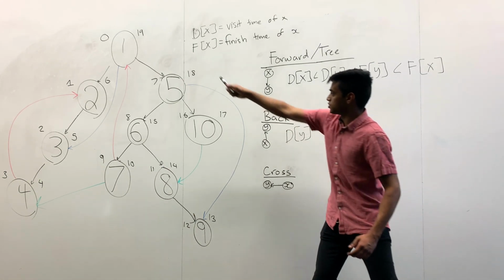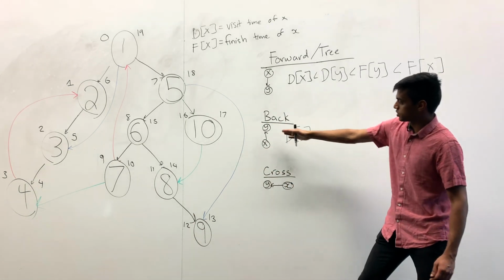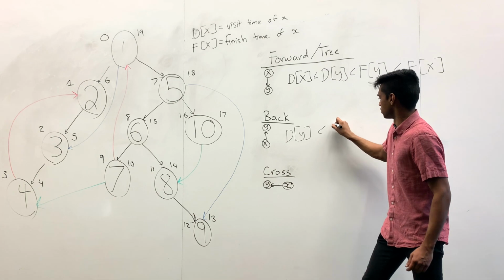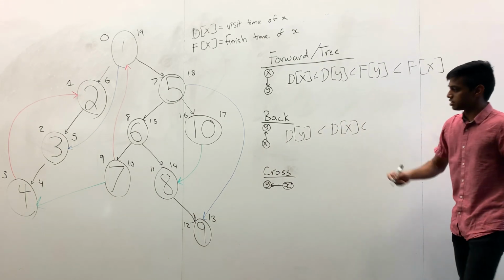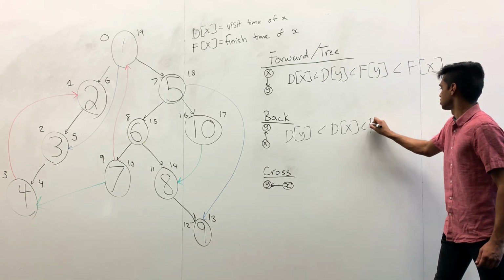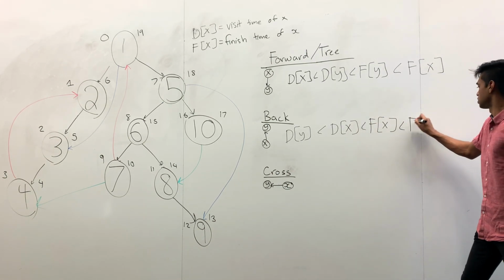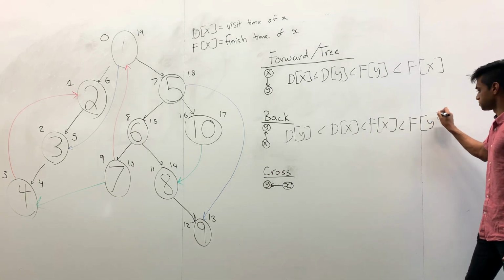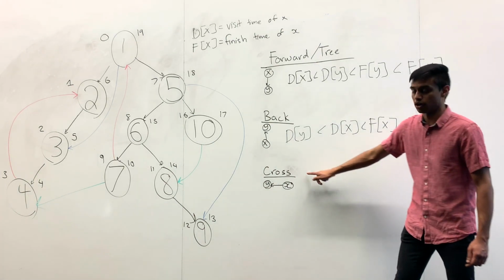In this case, y is 1 and x is 7, if you want to look at an example. So we must have discovered y first, and then we must have discovered x. And then at some later point, we would have finished x. And we would have finally finished y. Cool. And the final type of edge we'd like to classify is the cross edge.